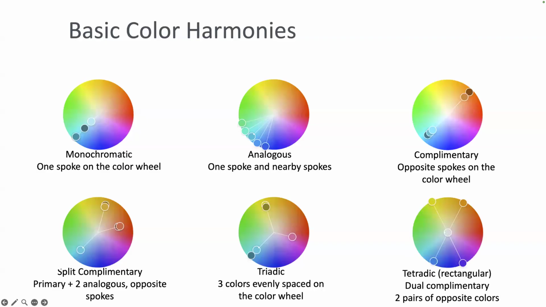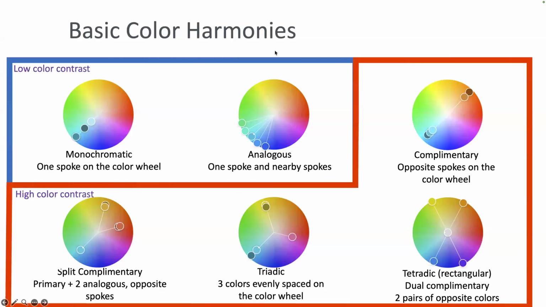And then dual complementary set, again, softens the contrast. So both sides have the split complementary on opposite sides of the wheel. So there is a pattern here. Monochromatic and analogous are kind of low contrast images or low contrast color sets, whereas the others are kind of high color contrast, right? They're more challenging to the eye, more exciting to the eye.